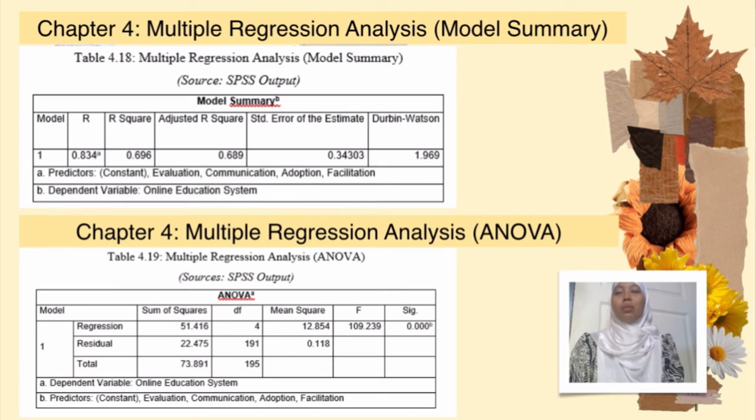Also, as we can see, table 4.19 shows the result of multiple regression analysis for ANOVA, which is related to this research. However, the F-test result value above is a higher value, which means it is a good fit for the data in this research. In this case, multiple regression analysis may use the estimate positive effect when using the technology management to minimize the problem of online education system. The factors of independent variable, evaluation, communication, adoption, facilitation, contribute to online education system.